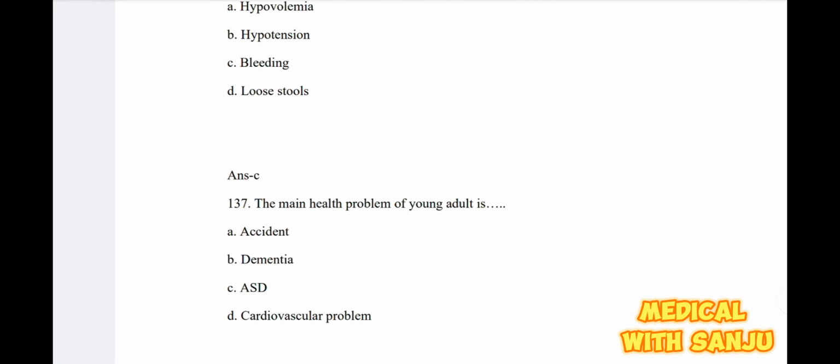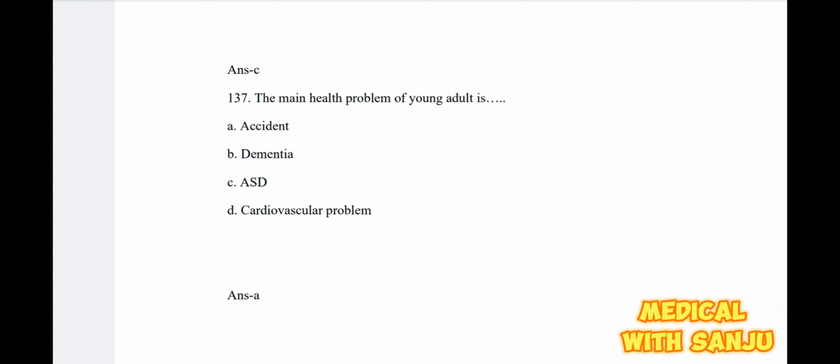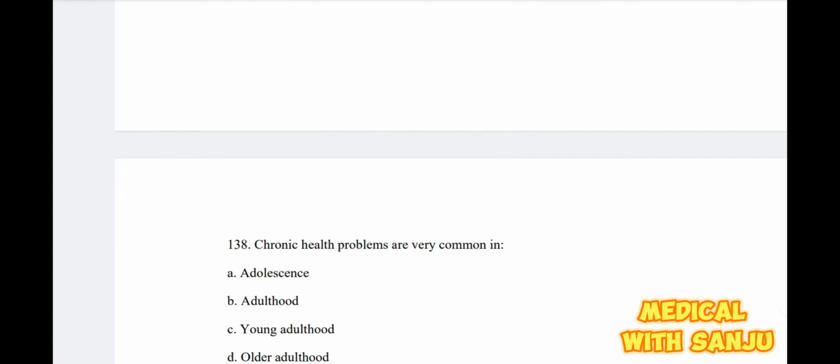Question number 137. The main health problem of young adult is option A accident, option B dementia, option C ASD, and option D cardiovascular problem. The main health problem of young adult is accident. Option A is right answer.